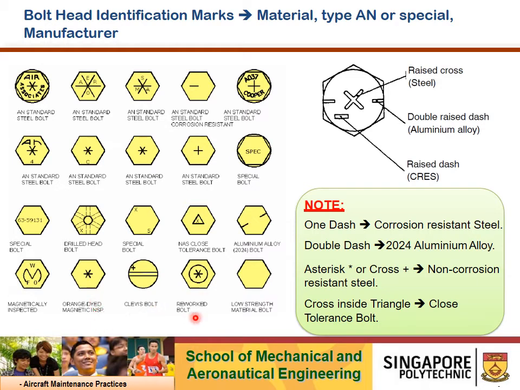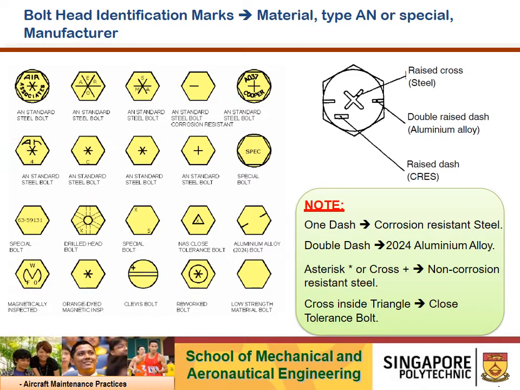Then rework bolt. Normally we don't do reworking, and if the bolts are damaged or due for replacement, most of the time we will replace it with a brand new bolt. Double dash is an aluminum alloy bolt. One dash is corrosion resistant steel. Stated here, double dash 2024 is aluminum alloy, and a straight or cross is non-corrosion resistant steel, and what I mentioned earlier, a cross inside a triangle is a close tolerance bolt.